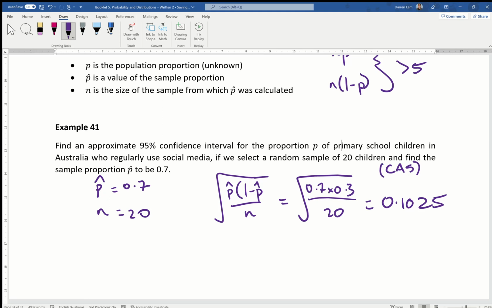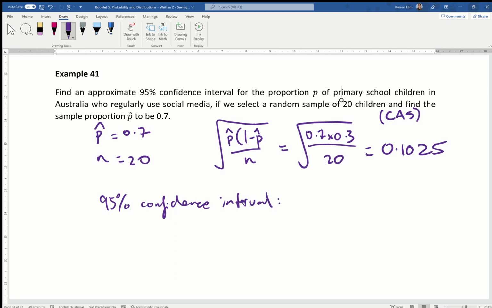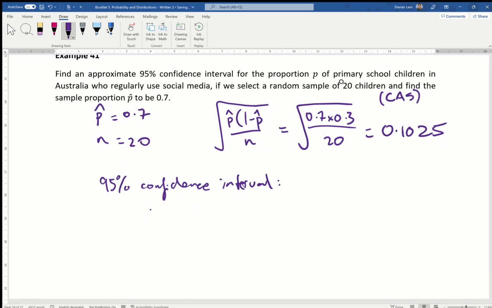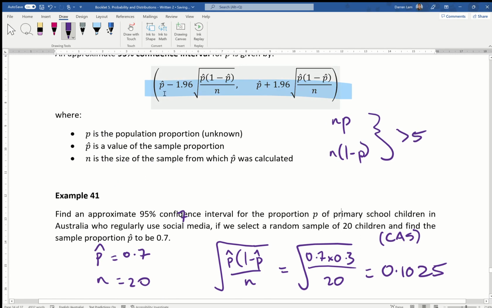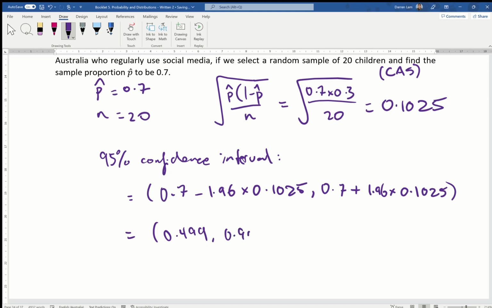Now, using my 95% confidence interval formula, apologies for the horrible handwriting, we can say that it's between 0.7, because my formula starts off with the probability, minus 1.96 multiplied by the value that we just calculated, 0.1025, comma, and then it's the probability adding on, sorry, it's 0.7, adding on the 1.96 multiplied again by that square root value we found earlier. Putting that into a calculator yields 0.499 to 0.901.